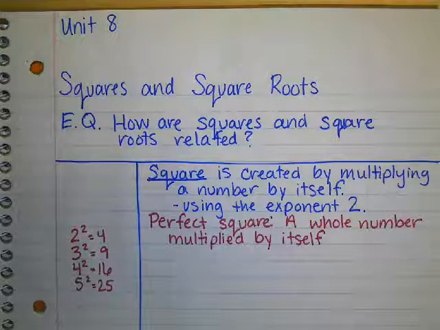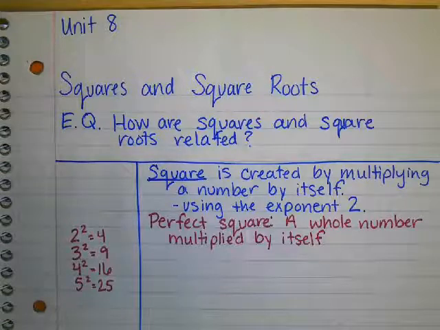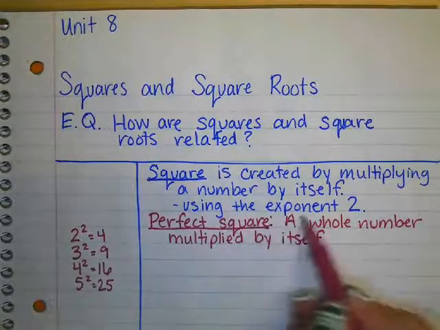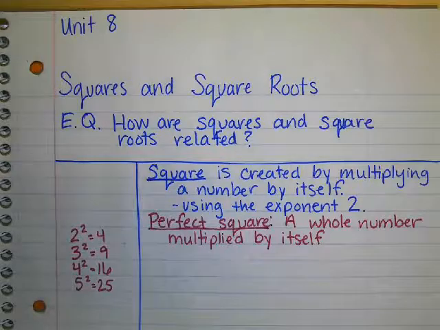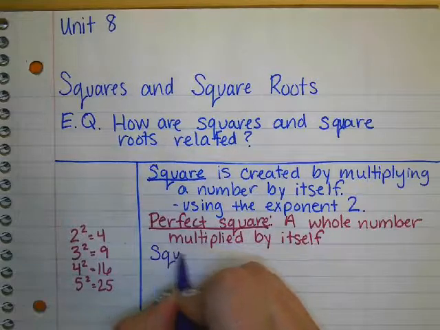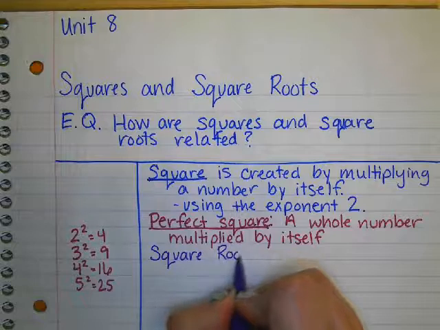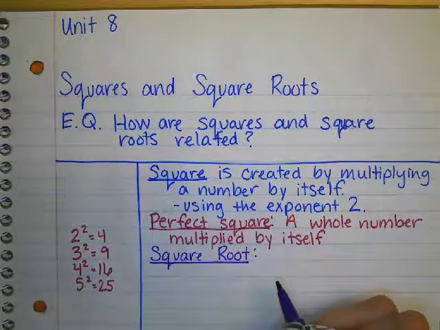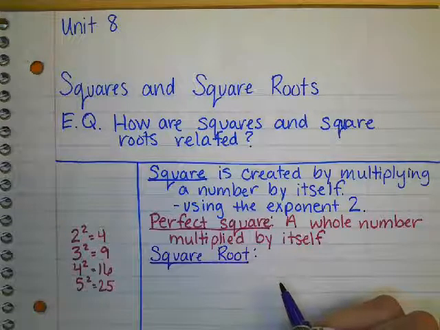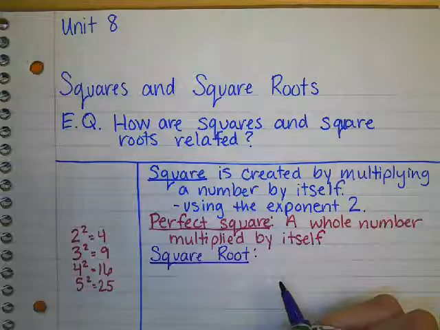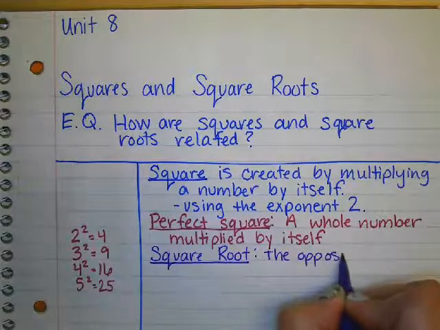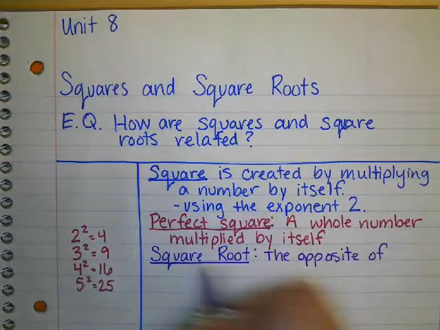Now the new part today is what a square root is. The square root is the opposite of squaring something. The perfect square is using the exponent of 2. The square root is the inverse or the opposite, much like multiplication and division are opposites, addition and subtraction are opposites. Squares and square roots are opposites. So it's the opposite of squaring something.